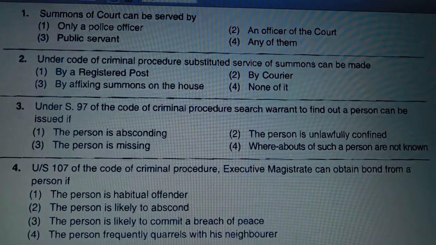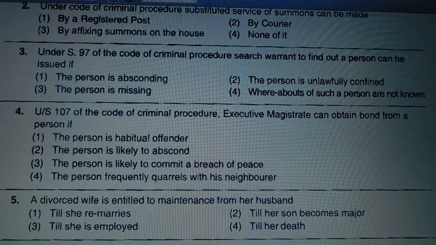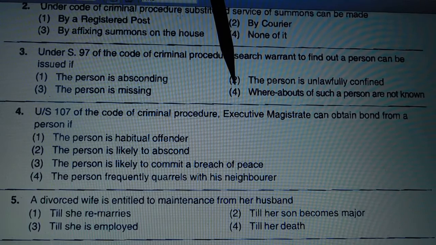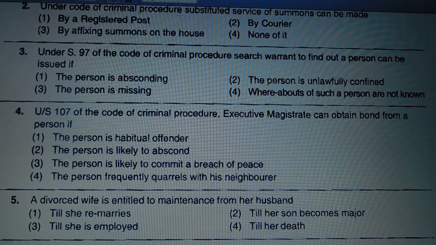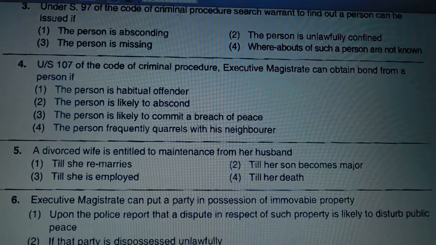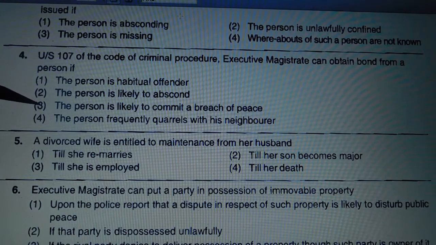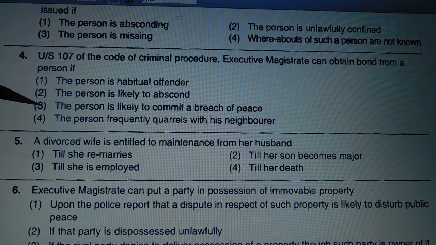Question number 3. Under Section 97 of Code of Criminal Procedure, search warrant to find out a person can be issued if. The answer is the person is unlawfully confined. Question number 4. Under Section 107 of Code of Criminal Procedure, executive magistrate can obtain bond from a person if. The answer is the person is likely to commit a breach of peace.